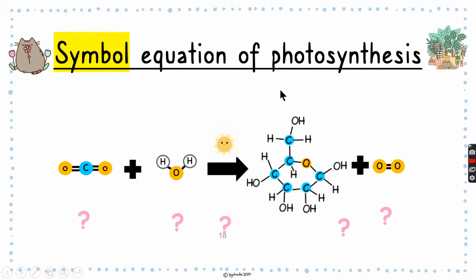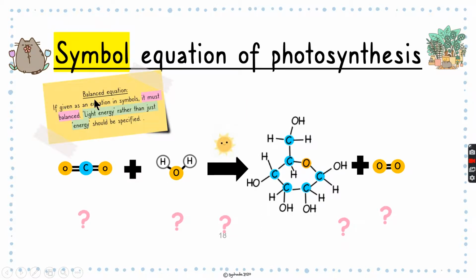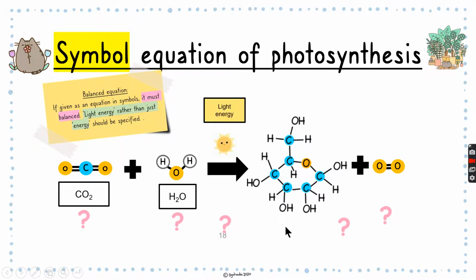But for the symbol equation, this is a bit tough because you need to balance the equation. This comes from the scheme of work for O levels, and it says here, if given as an equation in symbols, it must be balanced. The light energy must also be specified rather than just energy. So this is CO2, you know that very well. That's plus H2O.